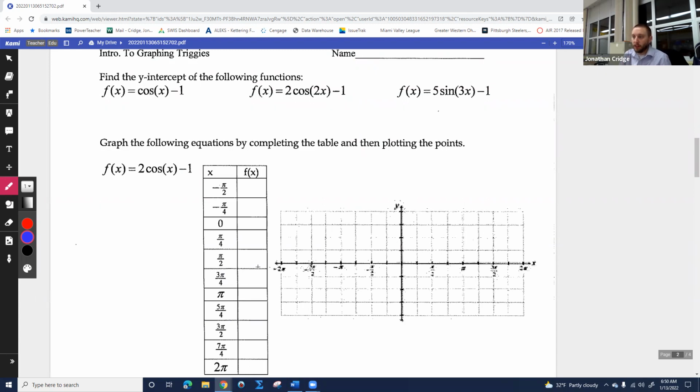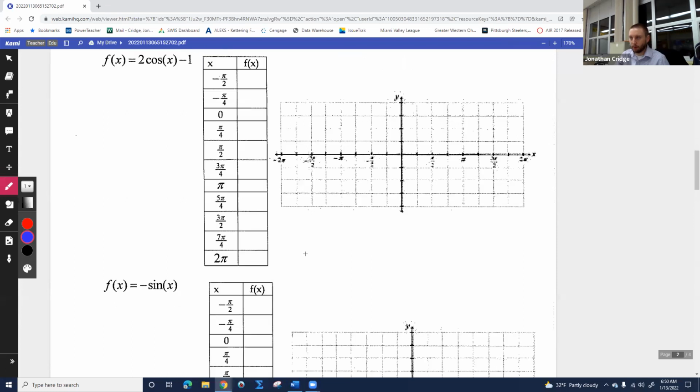All right, on the next page, it says find the y-intercept. So any y-intercept ever that we're going to find by plugging in 0 for x. So we're going to find f of 0. So cosine of 0 minus 1. Cosine of 0 is 1. So I have 1 minus 1, which equals 0. So my y-intercept is 0. Okay, so nothing too crazy here. You're just going to plug in 0 for x and then evaluate.